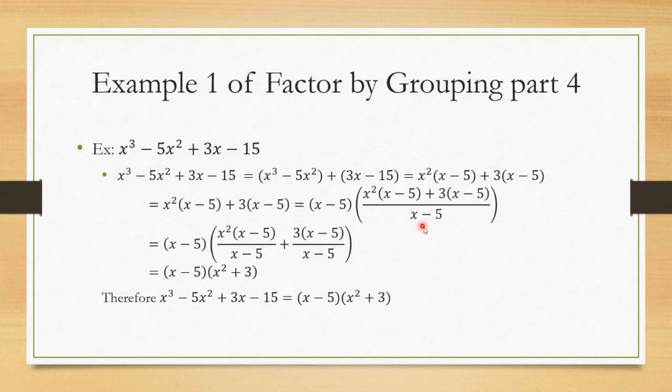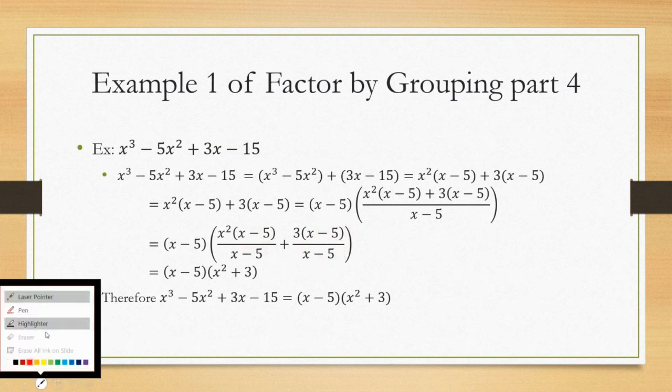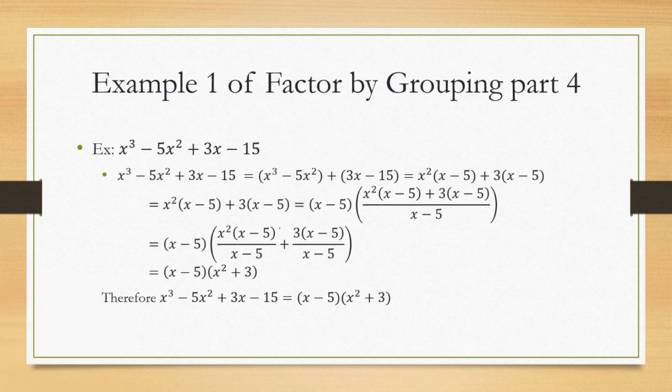And how do we divide? We go into each term. Let me actually show the markings. That might make it a little bit easier. When you divide, these cancel. Oh boy, that's all right. These cancel too. So we're left with x minus 5 times x squared plus 3. And that's what we end up with.